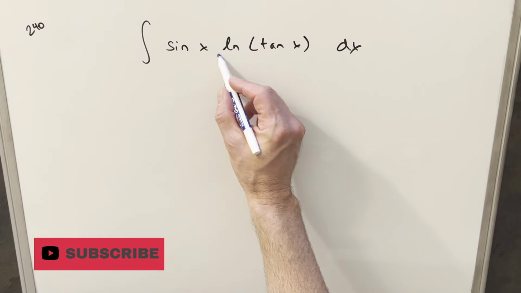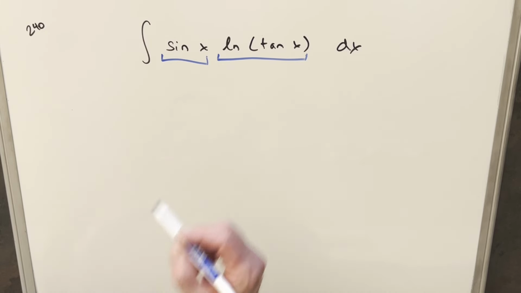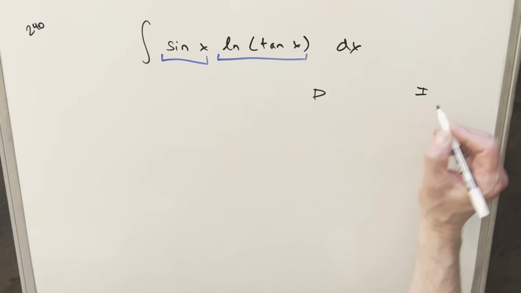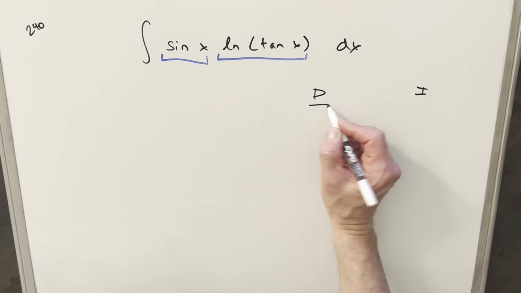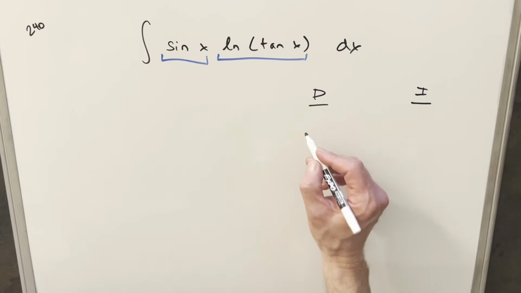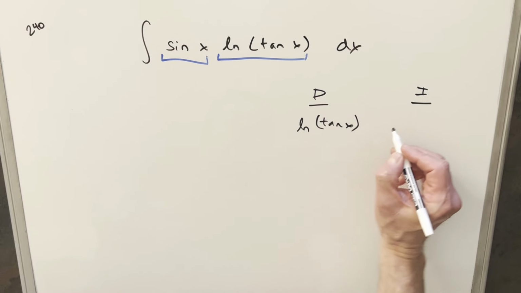When we have natural log, a lot of times what we want to do is integration by parts, and we have two functions here. So I think I'm just going to get right to the integration by parts and do the straightforward thing here. And we'll use the DI method. So what I want from these two functions is something to differentiate and something to integrate. Because we have a hard time with natural log, let's differentiate natural log, and I'll integrate sine of x over here.